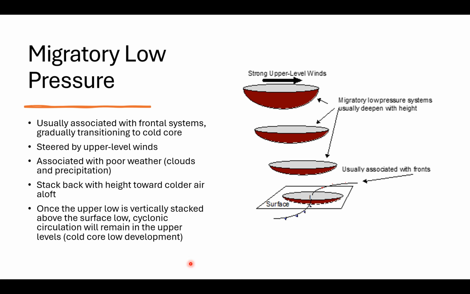Once the upper low is vertically stacked, basically straight over the top of the surface low, cyclonic circulation will remain in the upper levels only. This surface system will weaken. You're basically cutting off the upper level divergence when this thing becomes vertically stacked.